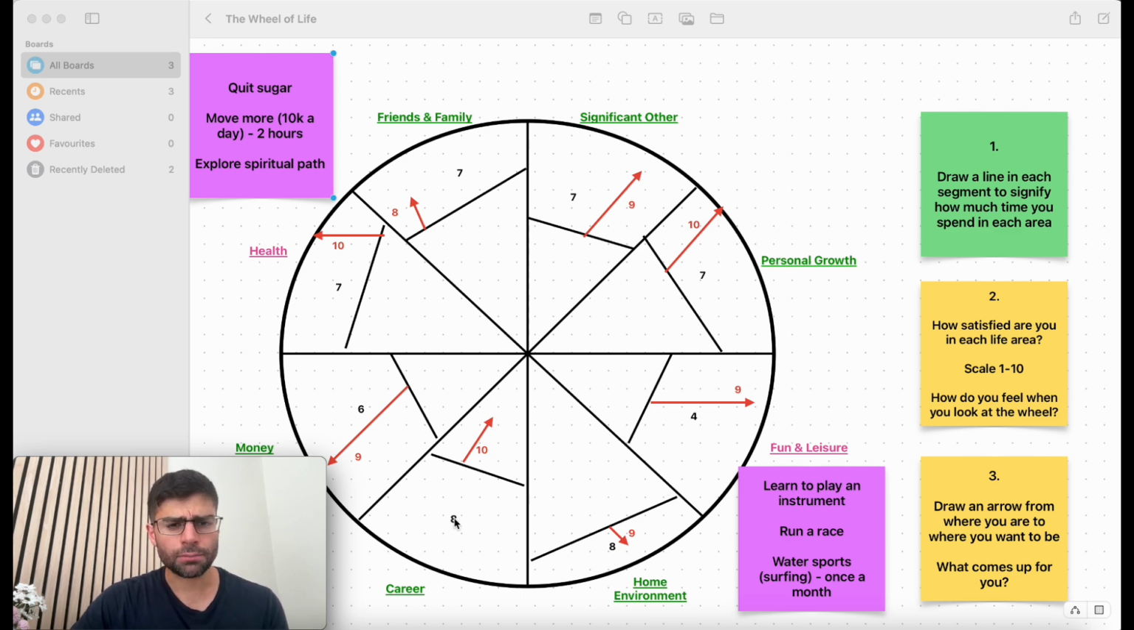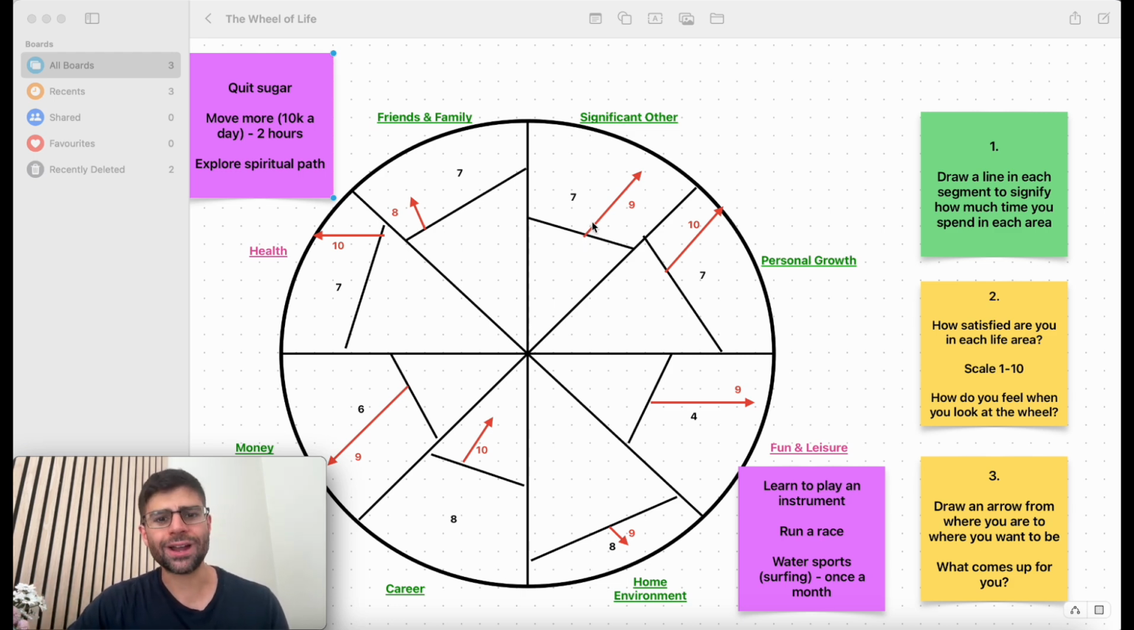The black number represents, on a scale of 1 to 10, how satisfied you are in each area. So you can see I'm fairly satisfied with my career in terms of being in the career I want to be, in the path I'm on. I'm satisfied in my home environment, but I'm not really satisfied in terms of fun and leisure. That means I don't really do enough in terms of giving myself an opportunity to have fun and do something different. Okay. The red arrow represents how much time you want to spend in each area.